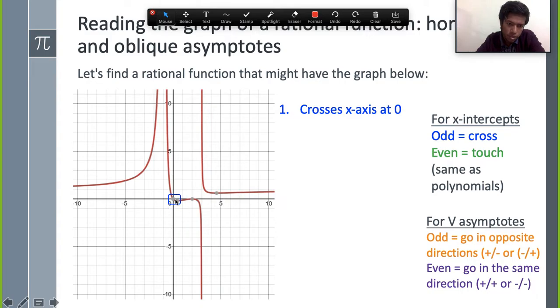You see, there is an x-intercept at 0 and another x-intercept at 2. Two x-intercepts. At 0 it is cross, at 2 it is touch. So we have two pieces of information here. Then we actually have a horizontal asymptote also here. As you can see, there is a horizontal asymptote here also.